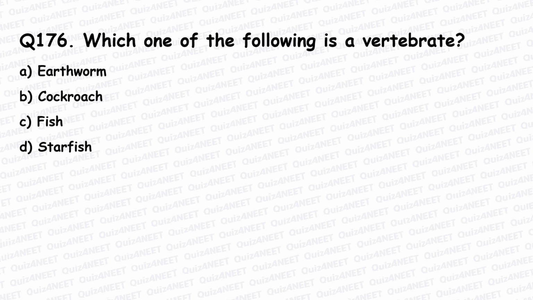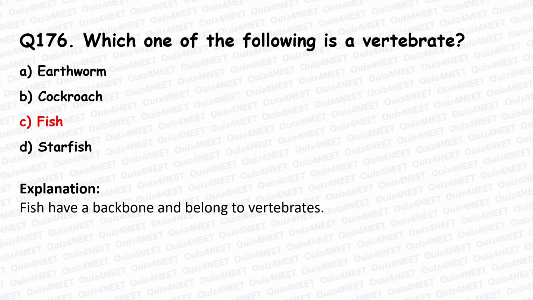Q176. Which one of the following is a vertebrate? A. Earthworm, B. Cockroach, C. Fish, D. Starfish. Answer: C. Explanation: fish have a backbone and belong to vertebrates.